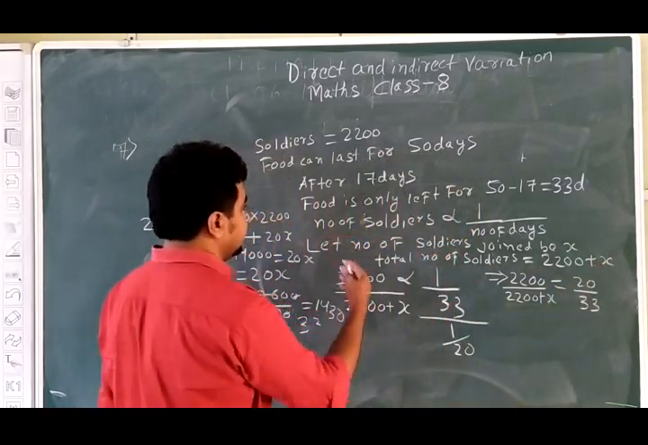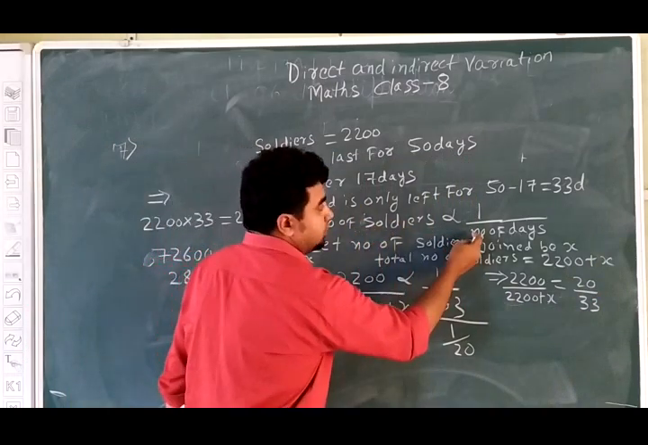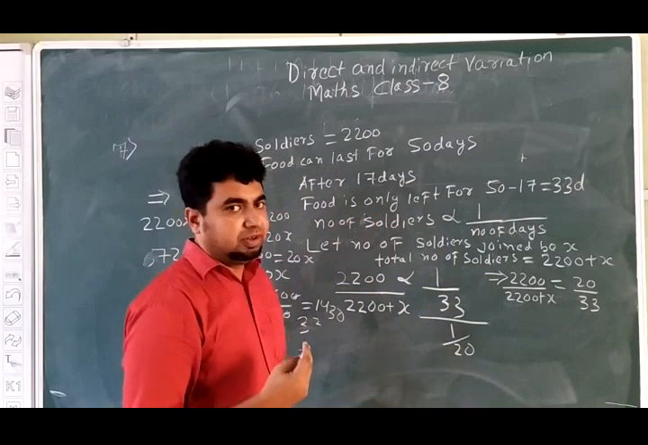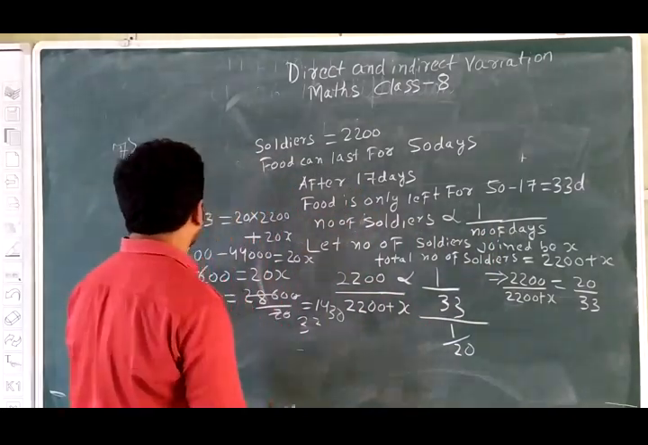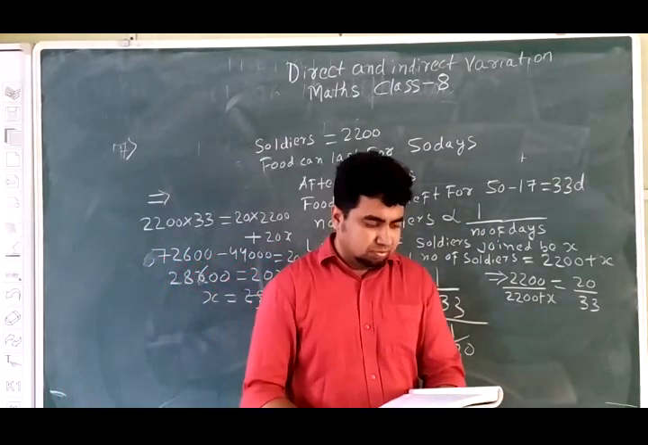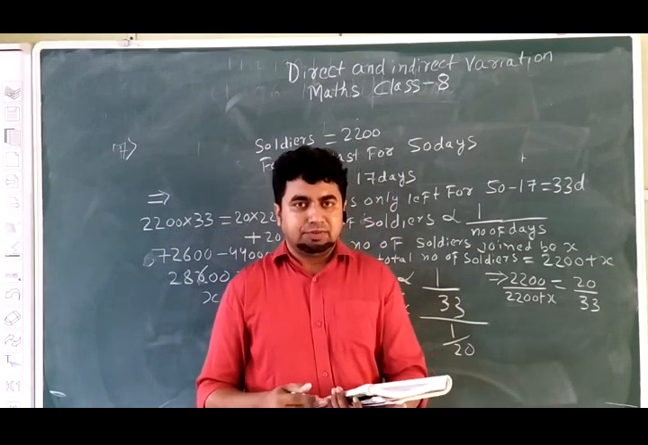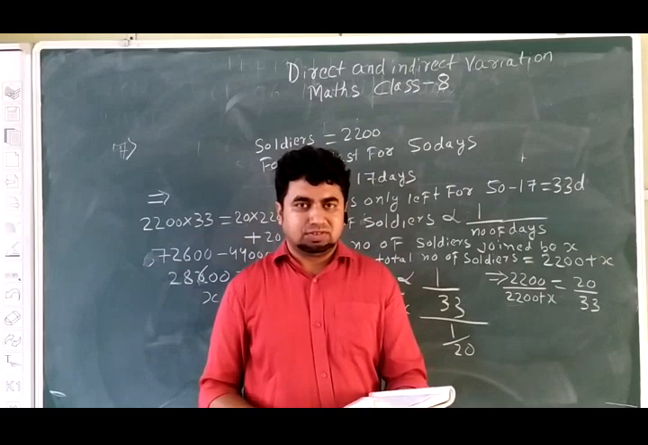So how are the terms related? Soldiers is inversely proportional to number of days. More number of soldiers, less number of days the food will be lasting. So this is question number 7. So we have completed up to question number 7. The remaining questions you can try, and if you are facing any doubt, you can ask us. Okay, thank you.